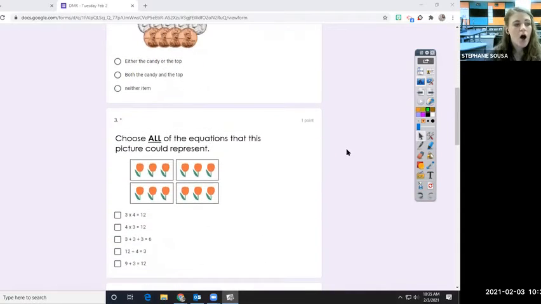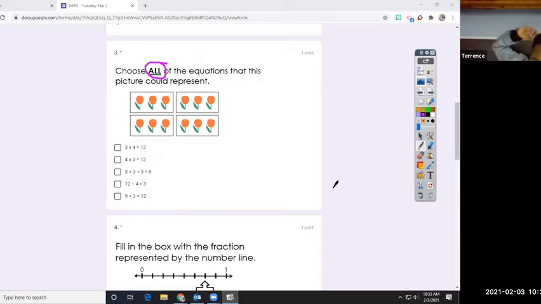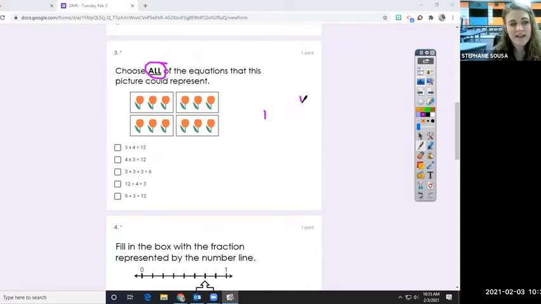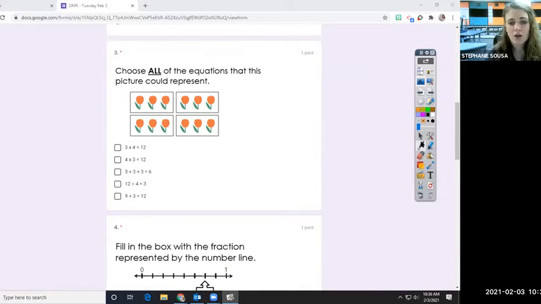Okay. Next up, choose all. You get it yet? All of the equations that this picture could represent. That means there's more than one. You need to hear it again. All of them that are correct, okay? A lot of you guys picked the first one and then you said, yay, I'm done. And then when I graded it, I said, no, they didn't read all, okay? And I got sad.